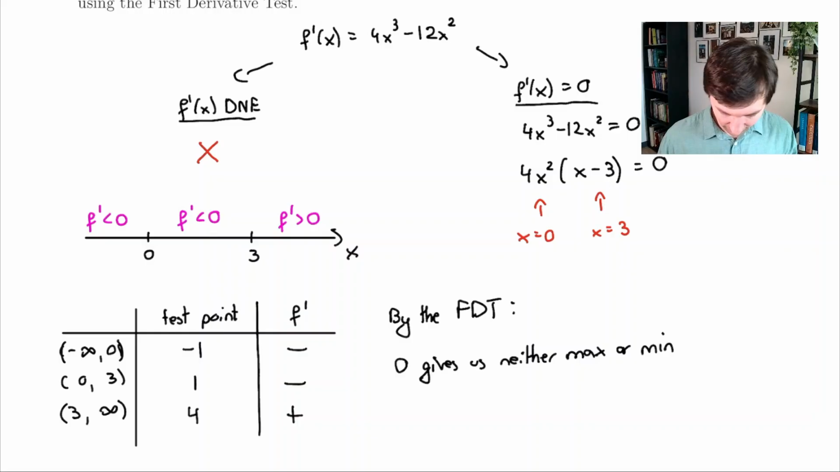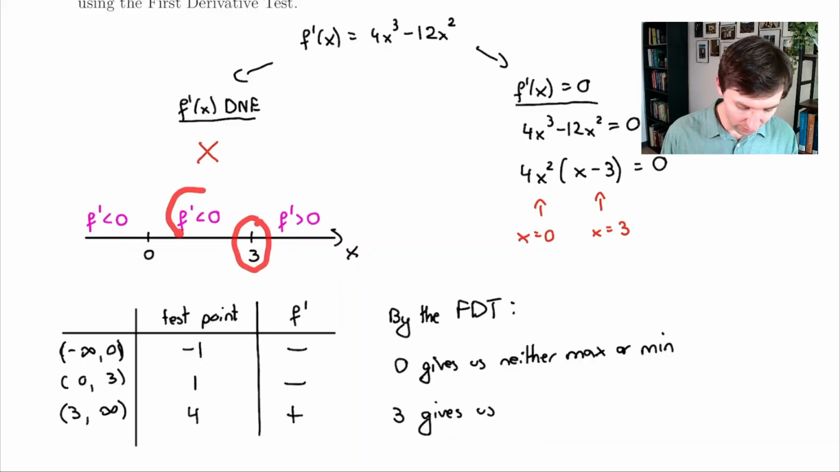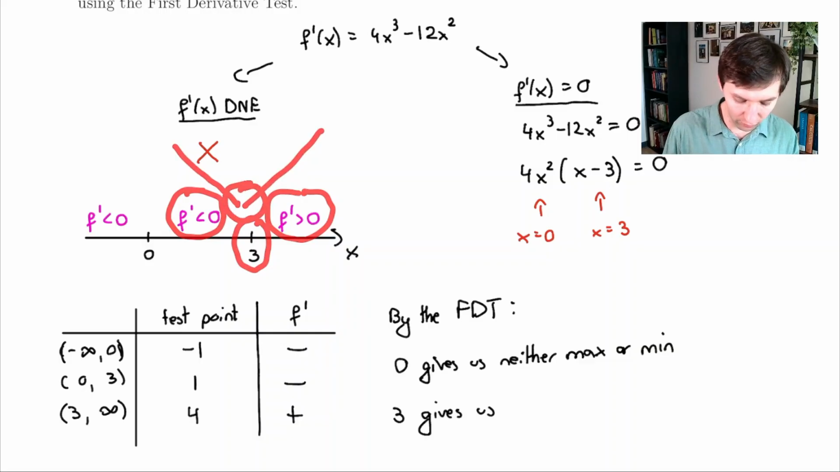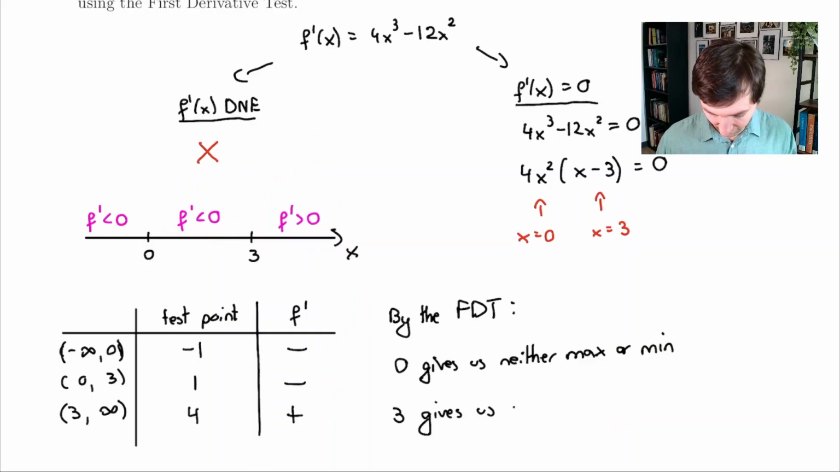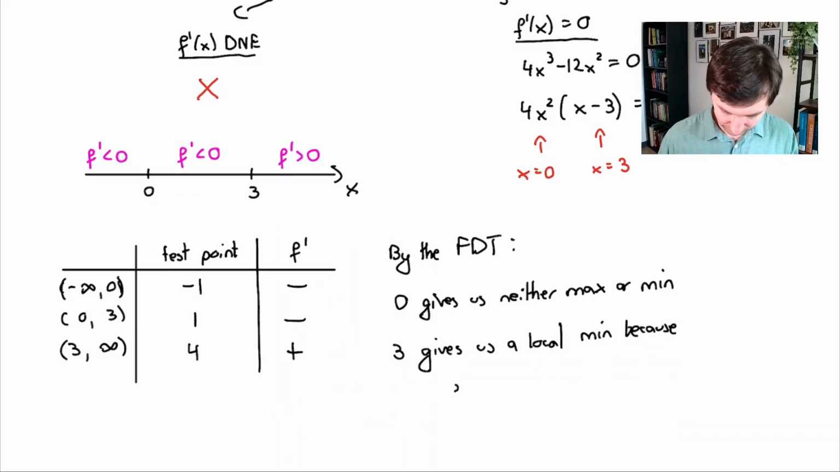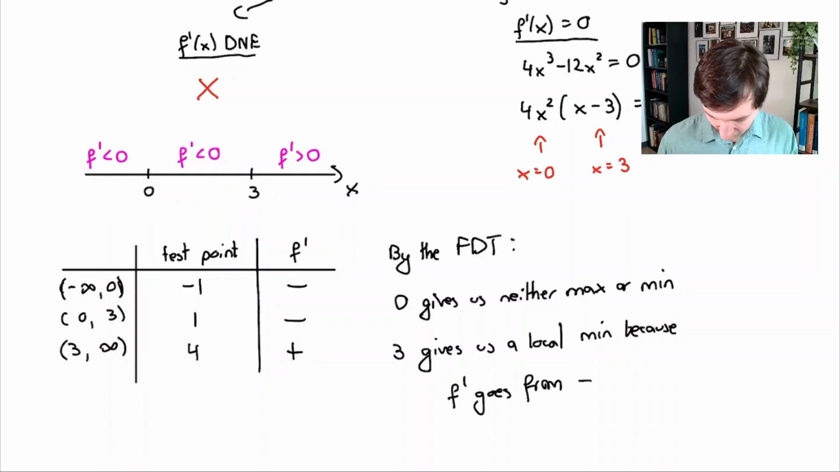On the other hand, 3 must give us either max or min. Let's ask ourselves, is this number giving us max or min? The derivative goes from negative to positive, meaning the function goes from decreasing to increasing. You must get a local min. 3 gives us a local min, and that is because the derivative goes from being negative to being positive.